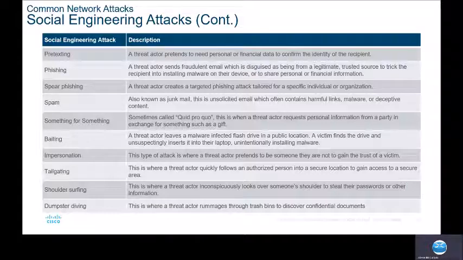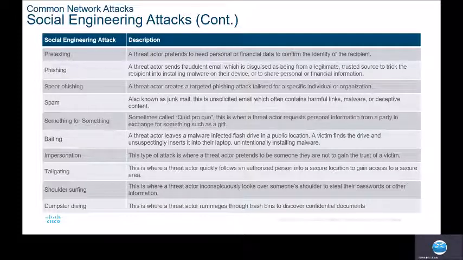Spam, of course, is just junk mail, so it's unsolicited, which often contains harmful links, malware, and deceptive content. There are something for something attacks, or quid pro quo. This is when a threat actor requests personal information from a party in exchange for something such as a gift. Baiting is where a threat actor leaves a malware-infected flash drive in a public location. The victim finds the drive and unsuspectingly inserts it in their laptop, unintentionally installing malware.